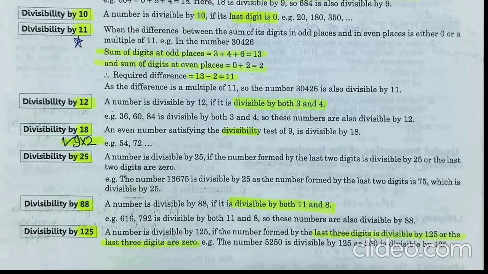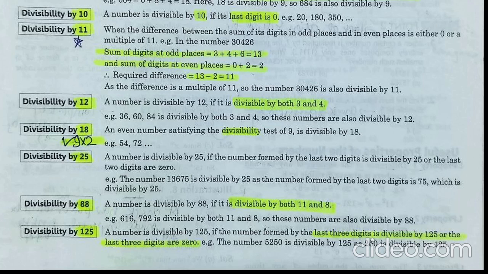Now take divisibility of 12. As we know, it has factors 3 multiplied by 4. So it should be divisible by both 3 and 4. 18 in the same way has factors 9 multiplied by 2. So it should be divisible by 9 as well as 2, right? So this is what it is.